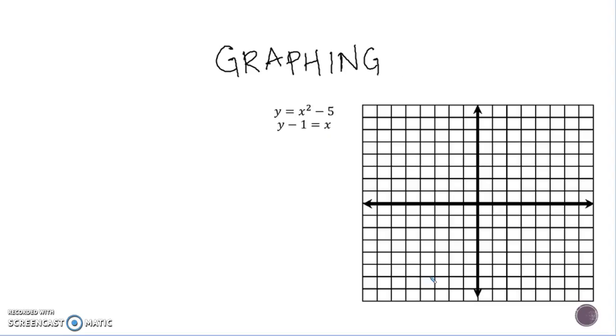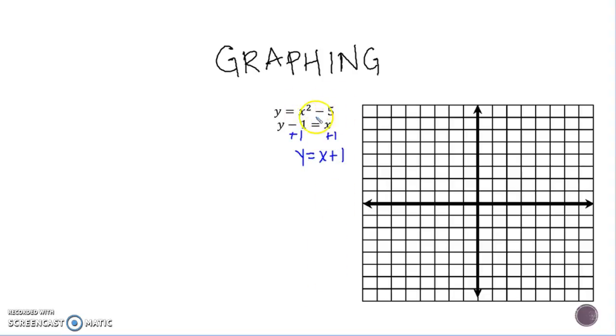For our graphing example, okay, now I've got a quadratic and a linear. Remember, whenever you go to graph, you need to have y equals so that you can graph in the correct form. So for the bottom linear equation, I need to add 1 to both sides. So then I get y equals x plus 1. Now it's in slope-intercept form.